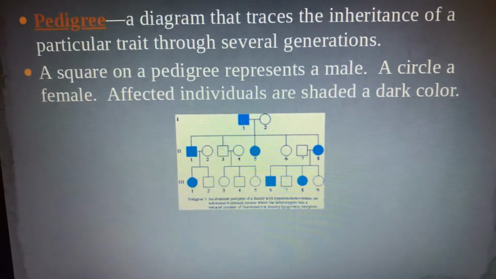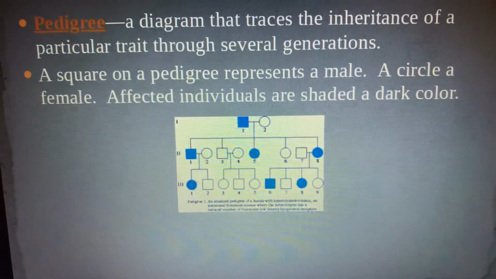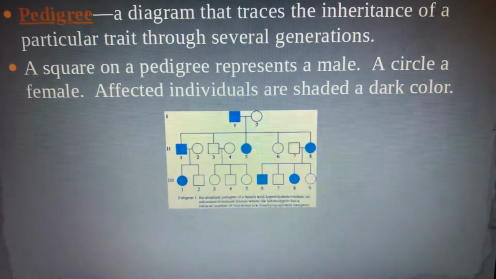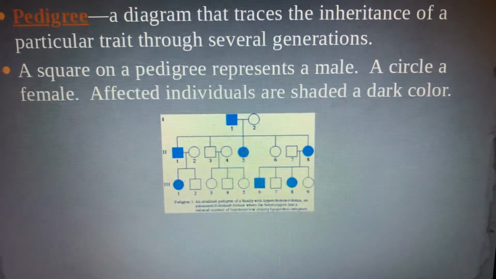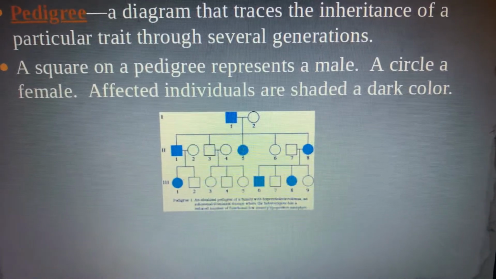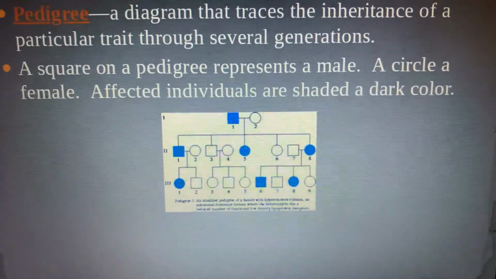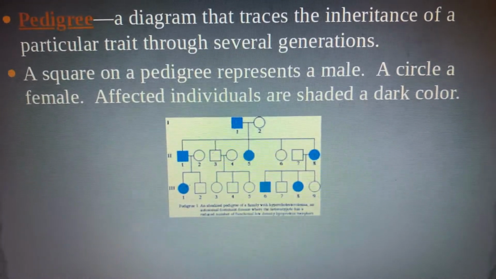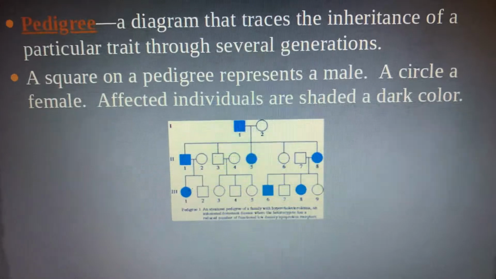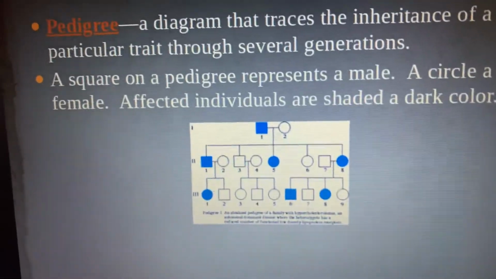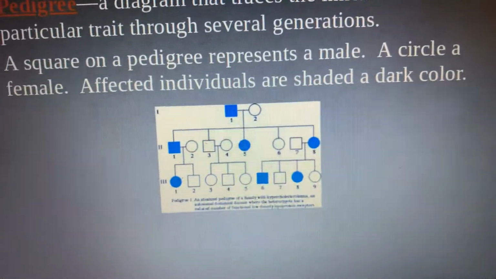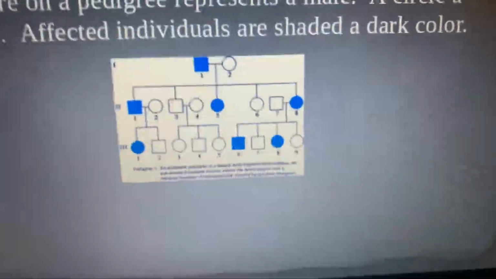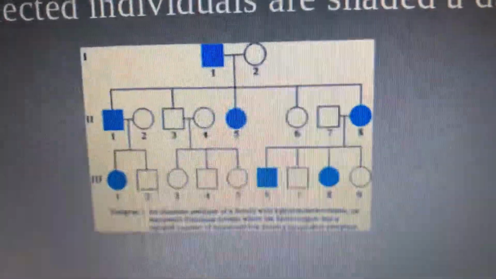The square represents a male on a pedigree. A circle represents a female. Individuals that have whatever we're looking for are shaded in completely. Sometimes they will shade in a square or a circle halfway to indicate a carrier, like you saw the little people diagrams on the other slide, half shaded in. So I'm going to zoom in a little bit here.